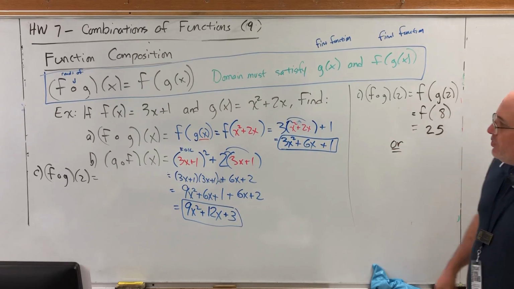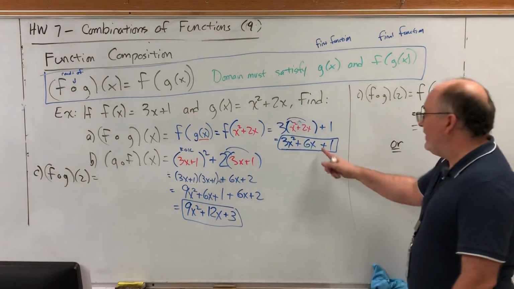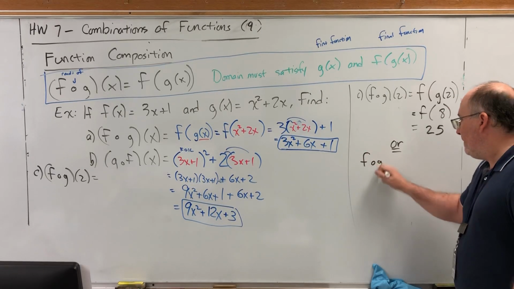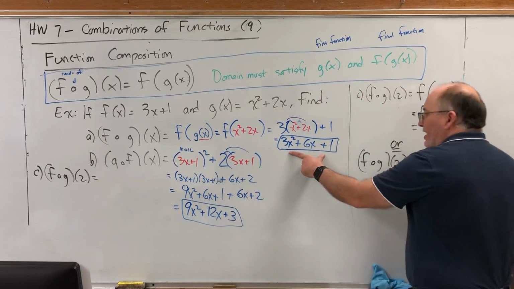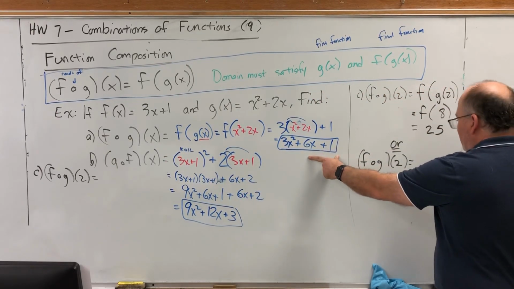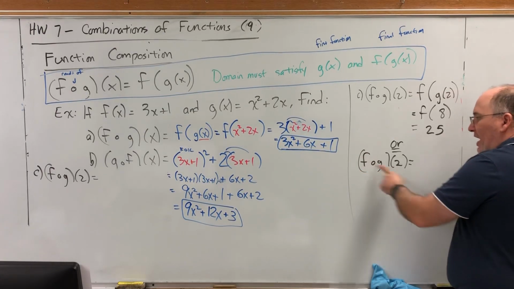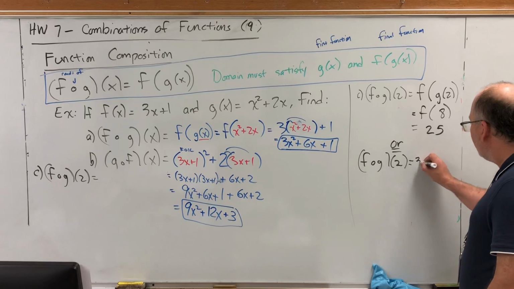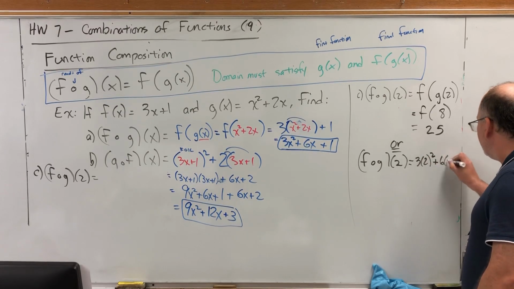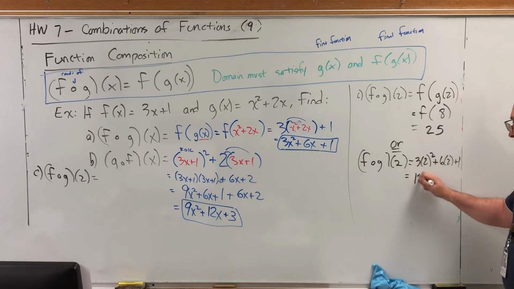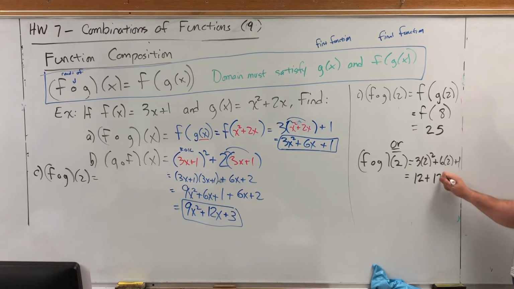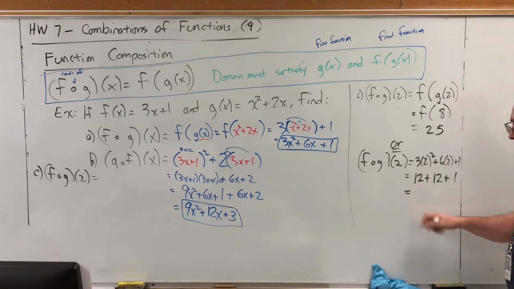Or, because we already figured out f of g of x, we could take advantage of this answer. F of g of x is equal to 3x squared plus 6x plus 1. Well, to find f of g of 2, I could just substitute the 2 for the x. 3 times 2 squared plus 6 times 2 plus 1. 2 squared is 4. 4 times 3 is 12. 6 times 2 is 12. And we have a plus 1. 12 plus 12 plus 1 is 25. Same answer, but then again it should have been.